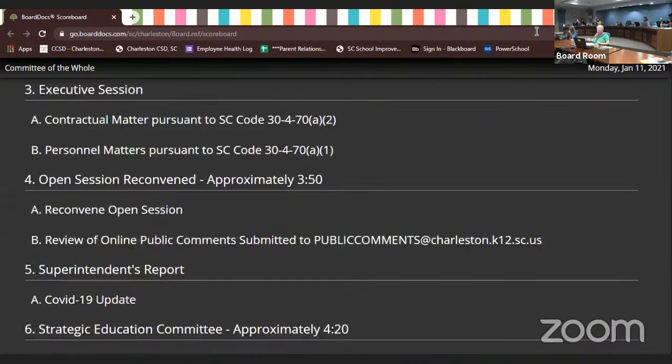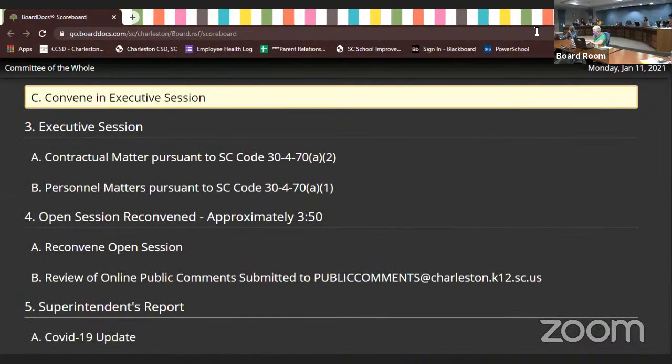The next item, 2C, is I need a motion to convene an executive session to consider items covered by attorney-client privilege. Do I have a second? Second. All in favor of convening an executive session signify by saying aye. Aye. Any opposed? Okay, we're going to go into executive session. And we'll stay here.